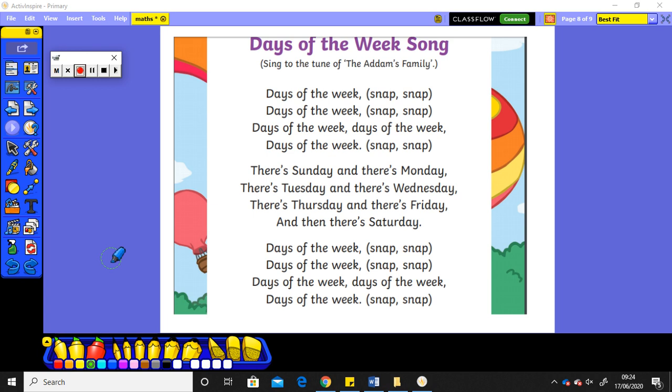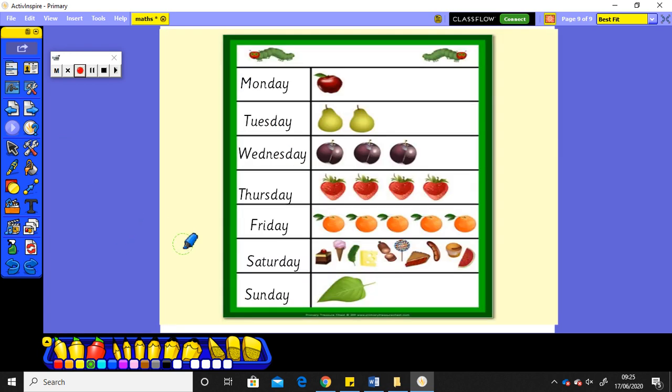Let's see if we can say the days of the week starting from Sunday all the way through to Saturday together. Are you ready? Sunday, Monday, Tuesday, Wednesday, Thursday, Friday, Saturday. Well done for joining in with me.